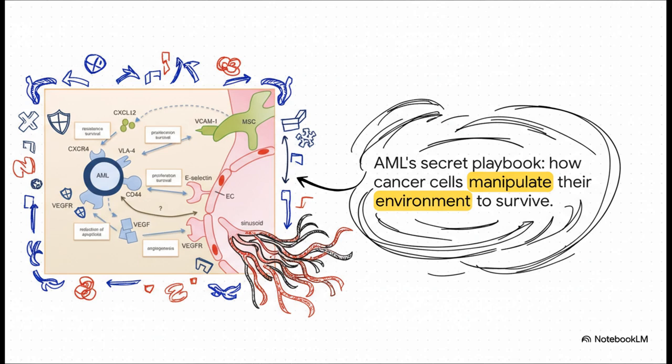Well, it turns out they are absolute masters of manipulation. This diagram here, it's like we've gotten our hands on their secret playbook. It shows exactly how acute myeloid leukemia, or AML cells, don't just exist. They actively reshape their own little world to make sure they survive and thrive. Let's break down their game plan.